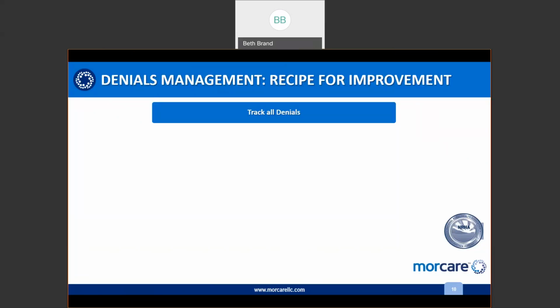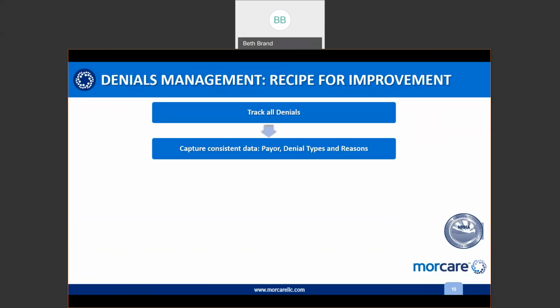And actually, we believe that the first step is in tracking all those denials, making sure that you're capturing that information. Capture consistent data. So make sure that on every denial, you're capturing your payer, the denial types and reasons, the specifics of the denial, and make sure that as you set up your tracking process, that you have identified codes or categories that are going to make sense and going to provide actionable information as you aggregate that information.